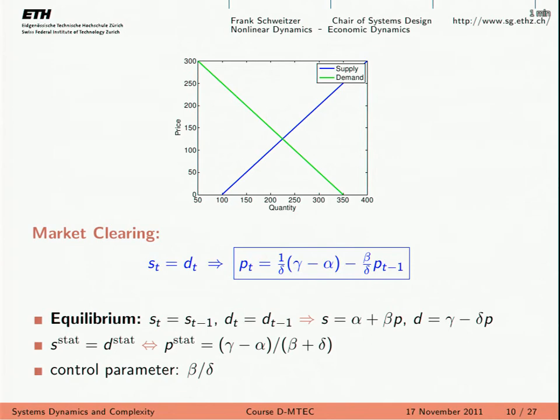And can I again use this handout? So you had a 15-minute time to look into this. What will happen if, look at it, beta over delta is larger than 1? Just look at it.